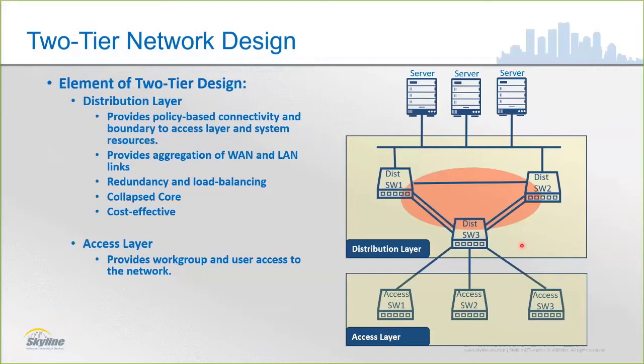The access layer, however, provides user access into the network. And so what it's really designed to do is to be that first hop into the network architecture. It's also designed to be where users get classified and designated in terms of VLANs and things like that.